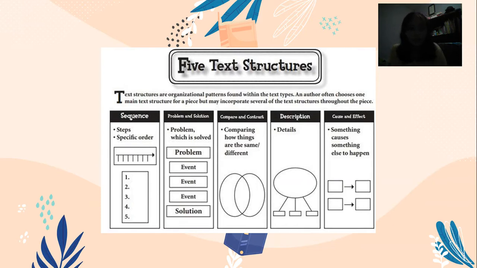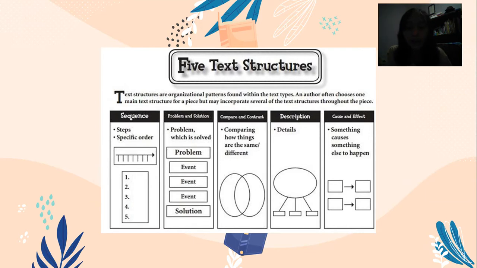3. Compare and contrast text describe about comparing how things are the same or different. Jadi, compare and contrast text itu membandingkan sebuah objek atau tempat atau apa aja atau apapun lah, itu objek tersebut itu sama atau berbeda.